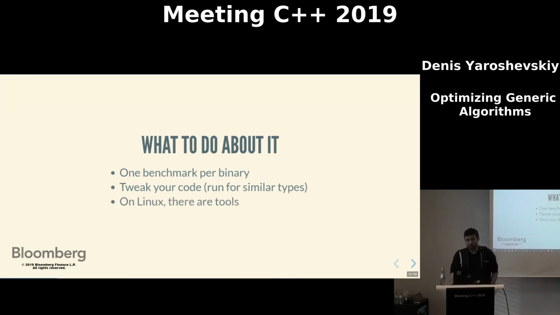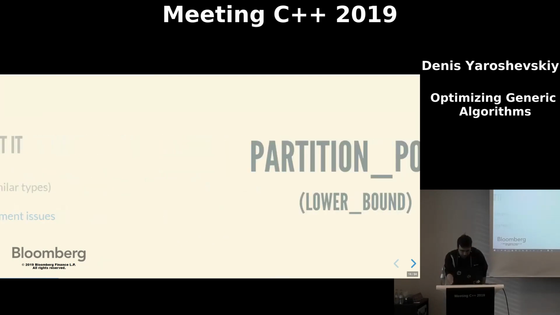On Linux, there are tools. There was a talk yesterday, I don't remember the title, but they were talking about performance counters. There are performance counters for this. I'm not familiar with those, I don't know how to use them, but they exist. Finally, there is a post by Denis Yaroshevskiy on code alignment issues where he goes into a lot of details on why this happens.